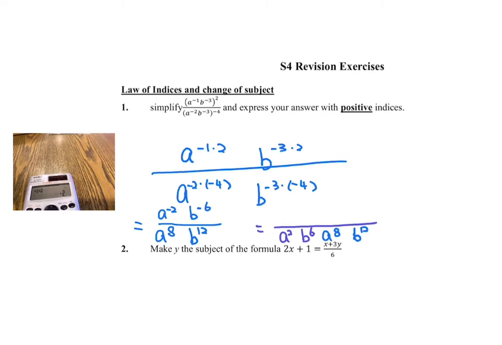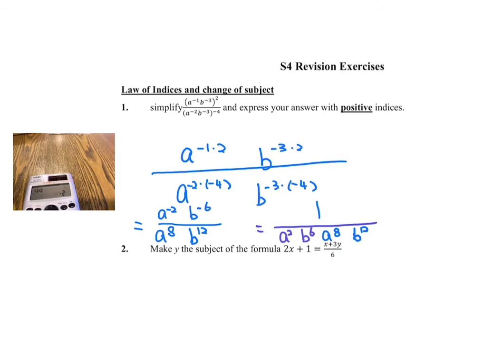So anything left on the upside? If nothing is left, please write 1 because it has a meaning. It's 1 over everything. If nothing is left on the denominator, meaning the downside, then you don't have to write. But if it's on the numerator, the upside, then you have to.